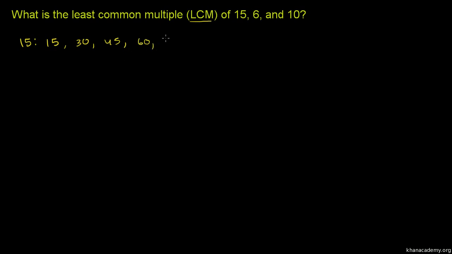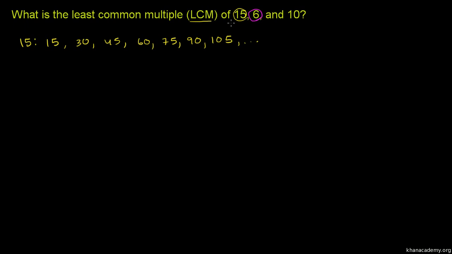You add 15 again, you get 75. You add 15 again, you get 90. You add 15 again, you get 105. And if still none of these are common multiples with these guys over here, then we might have to go further. But I'll stop there for now. So that's the multiples of 15 up through 105. Obviously, we can keep going from there.